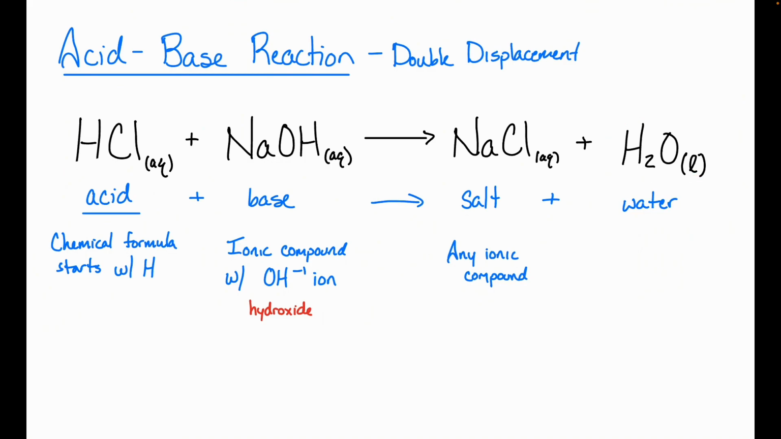In this particular case, you can convince yourself that everything's balanced. I have the same number of hydrogens on both sides, same number of chlorides, same number of sodiums, et cetera, et cetera. This is a particularly easy acid-base reaction. Everything's 1 to 1 to 1, all right?